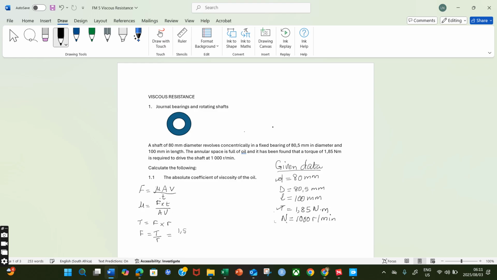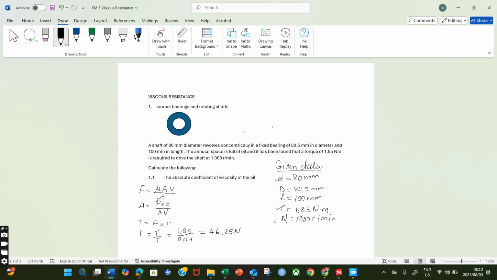Our torque is 1.85 over the radius, half of the diameter of the shaft, which in meters will be 0.04 meters. So when we calculate this, we find our answer to be 46.25 newtons. This is the force. All right, now we've calculated that force. We have the force towards calculating the absolute coefficient of viscosity.